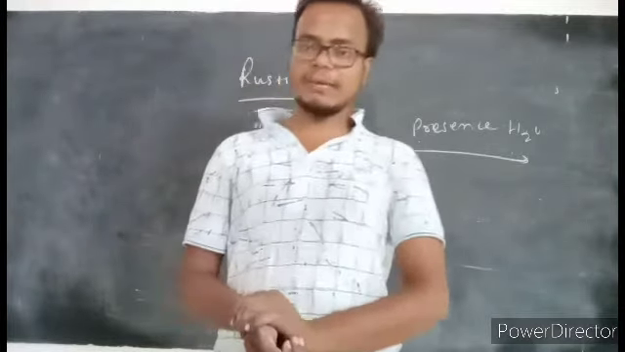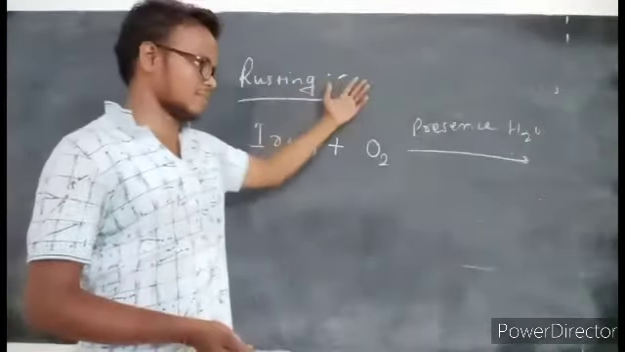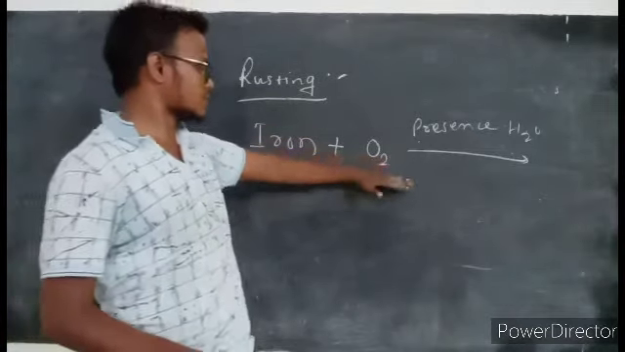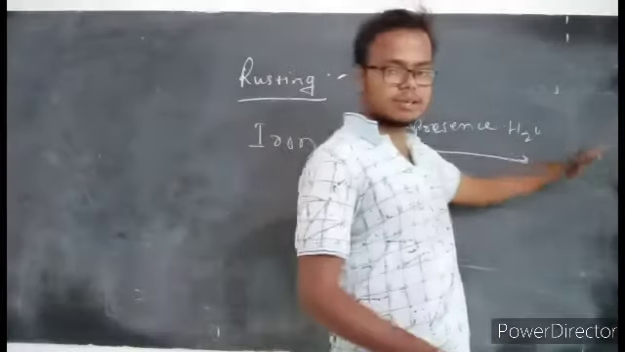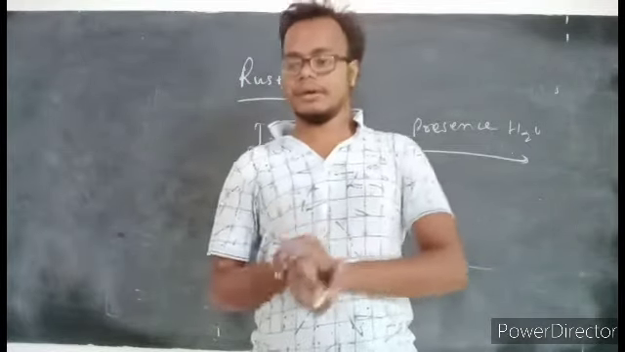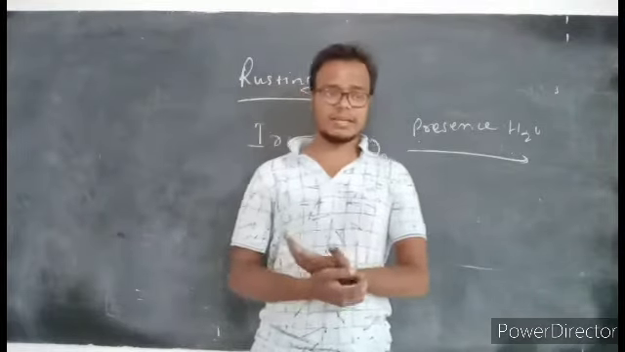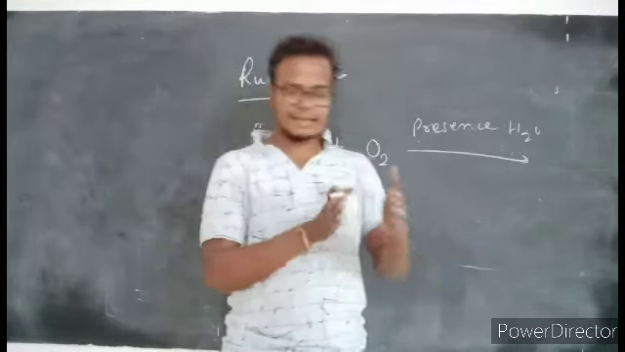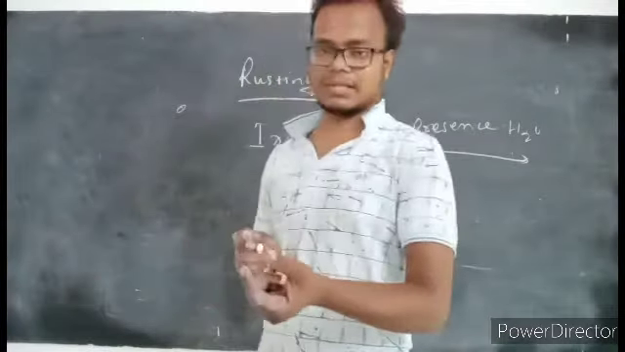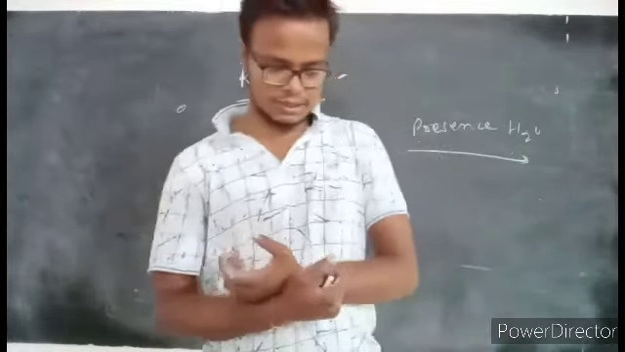Are you getting my point? What is rusting? Rusting is a chemical change where iron reacts with oxygen in the presence of moisture and produces iron oxide, a reddish brown substance. Are you clear? You might have observed it in your classroom. After some time, when paint of your desk legs or your pants gets removed, you may have observed a brown colored substance in that part. That is due to rusting. So rusting is an undesirable change for us.